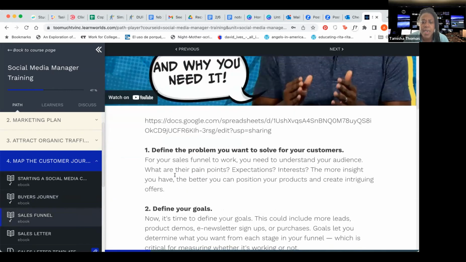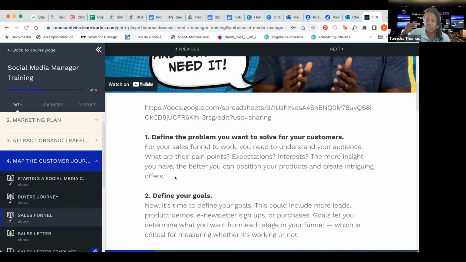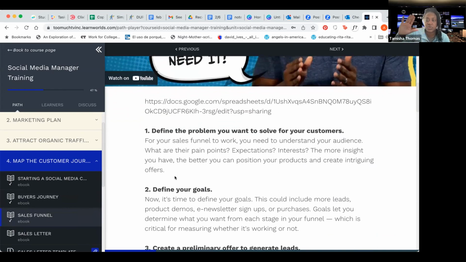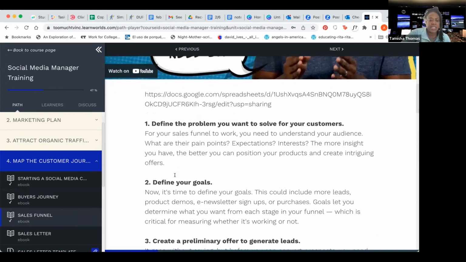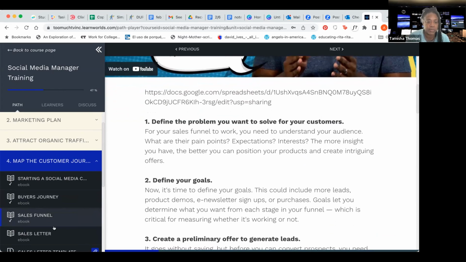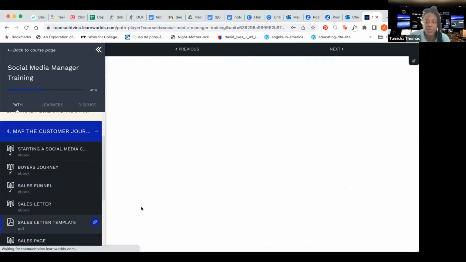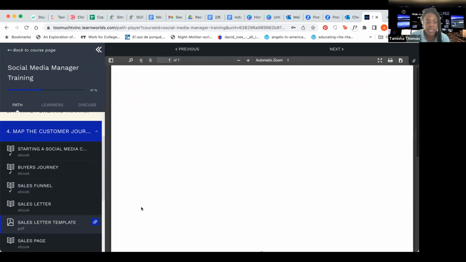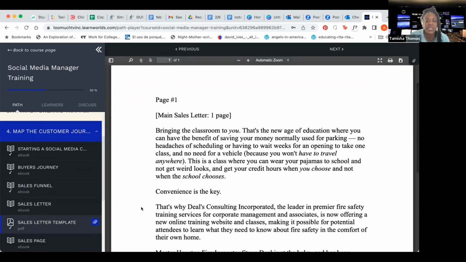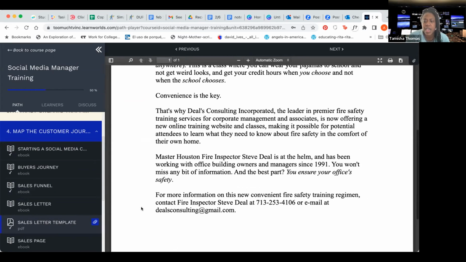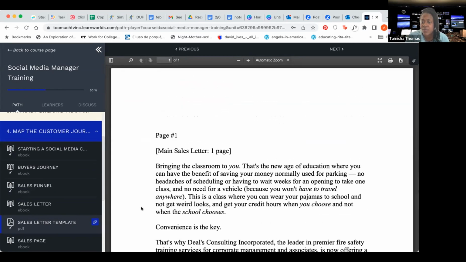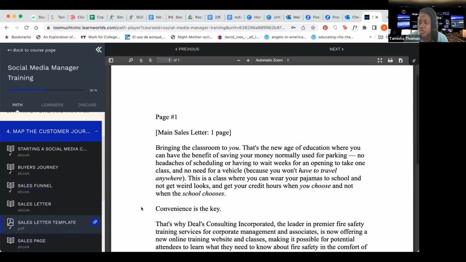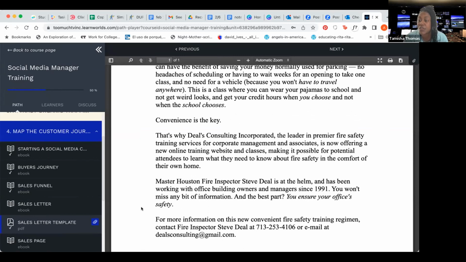Okay. I'm going to let you continue to read through this because we're almost at an hour. Then look at your sales template. You're going to define the problem you want to solve for your customers and define the goals. We've already done that. Here is a sales letter template, and you already have that inside your Networking for Good software. I'm quite sure you already have a letter to distribute to people. So that's going to be part of your funnel.